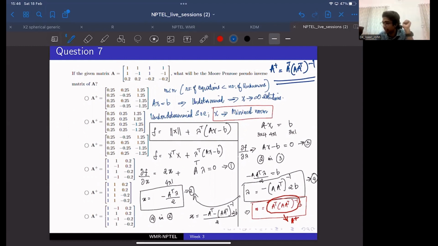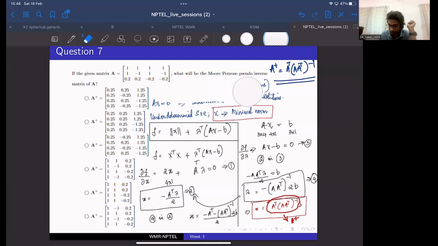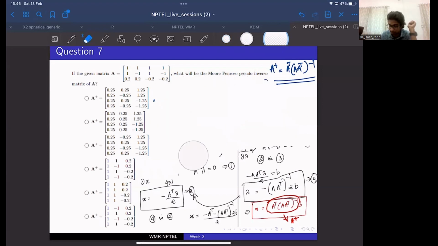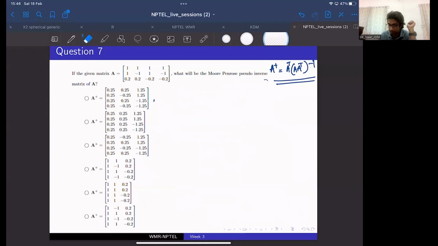All right. So in this regard, you are given a matrix A. To find this minimal norm solution, or the Moore-Penrose pseudo inverse according to the minimal norm approximation, you first find A A transpose, then take its whole inverse, then pre-multiply with A transpose. If you do this math completely, the right answer should be, I guess, option A.